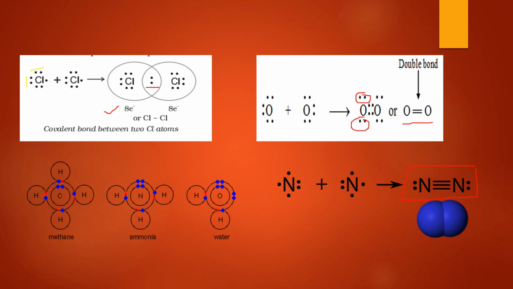Now in ammonia, nitrogen has 5 electrons, 3 electrons are shared with hydrogen to form 3 covalent bonds, and 1 electron pair remains on nitrogen as a lone pair of electrons. Now the next example is water. In water, oxygen has 6 electrons, 1 electron pair is shared with each hydrogen, and the remaining 2 electron pairs are present on this oxygen. So these are lone pairs of electrons.